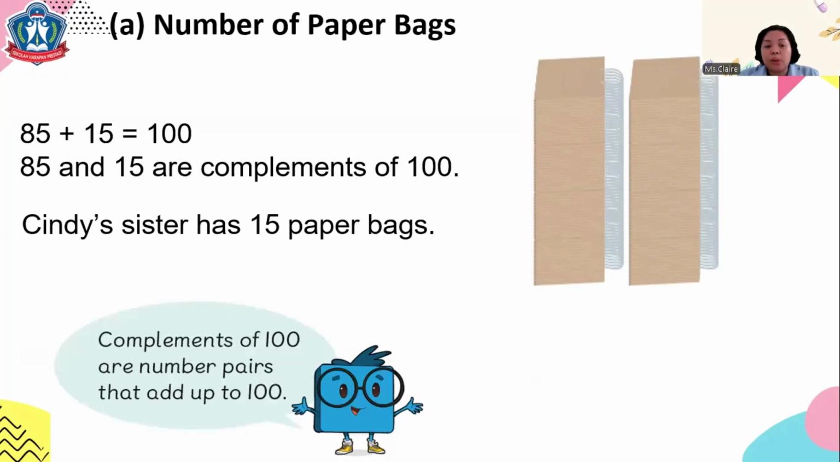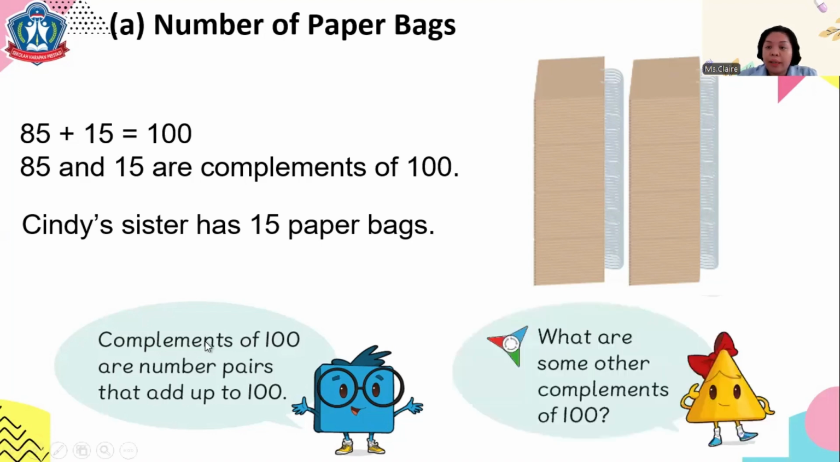Complements of 100 are pairs of numbers that add up to 100. Example, 70 and 30, as I mentioned earlier, right? So they are complements. If we add the two numbers, the total is 100. Those are complements of 100. Okay, can you name other complements of 100? Example, 60 and 40, right? It will make 100.